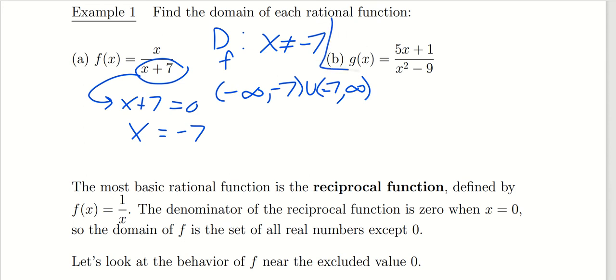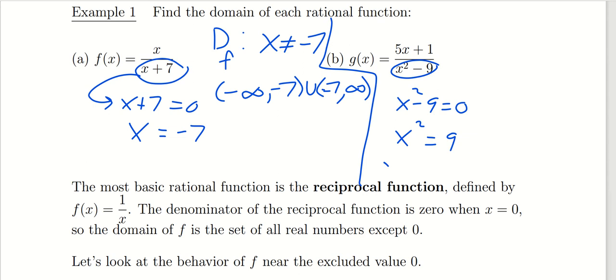Let's do the same thing for part B. Let's see if we can find the domain of g. We're going to take the denominator and set it equal to 0. With this one, you can either factor it or use the perfect square property. I'll use the perfect square property. I'm going to add 9 to both sides, and then take a square root.